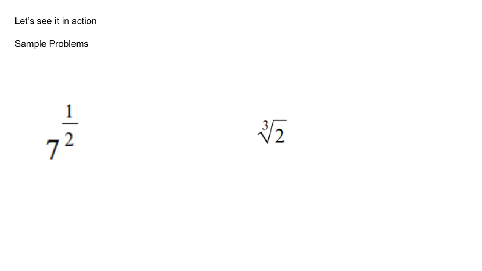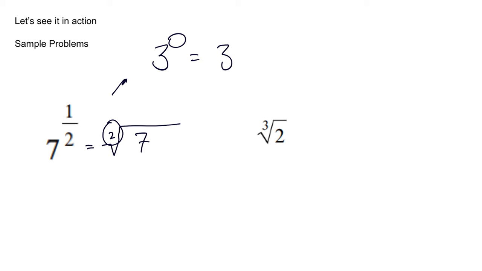So, some sample problems here. Let's just see the last slide in action. I have 7 raised to the half power. I'm going to write that using radical notation, a square root, and it's just the square root of 7. When we don't have a number there for the index, it's understood that it's 2. Just like when I have the number 3 and there's no exponent, it's understood that it's 3 to the first power. Here, with a square root, there's nothing there, and it's understood that it's 2.